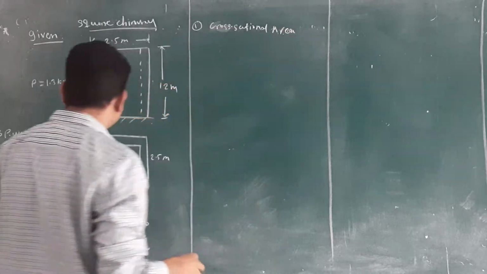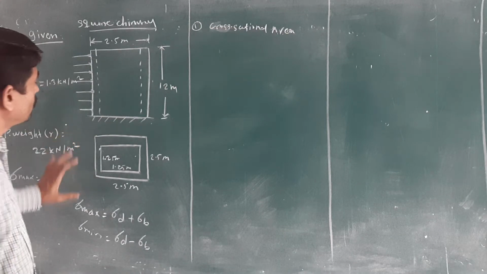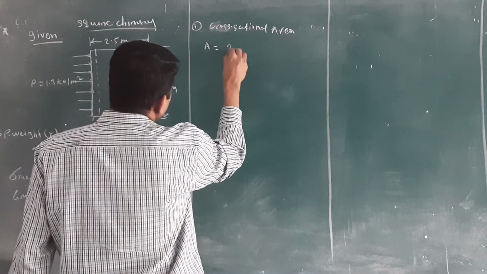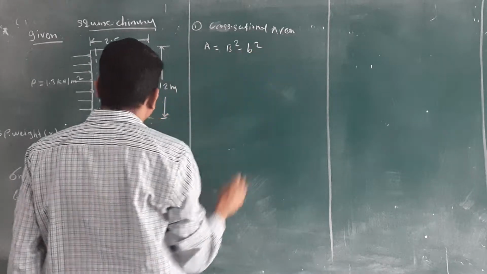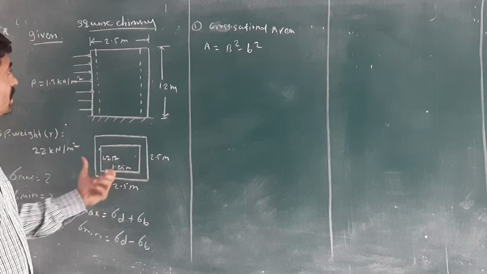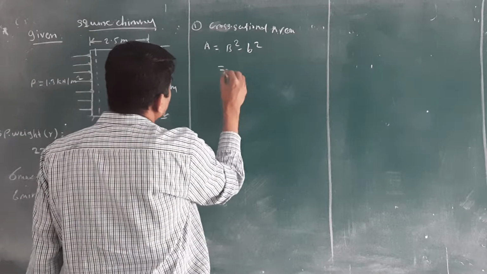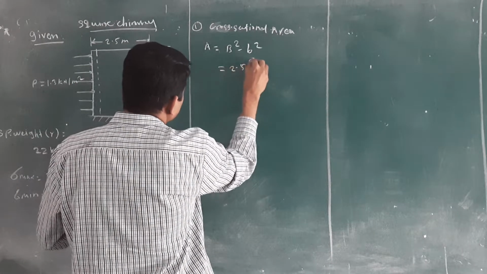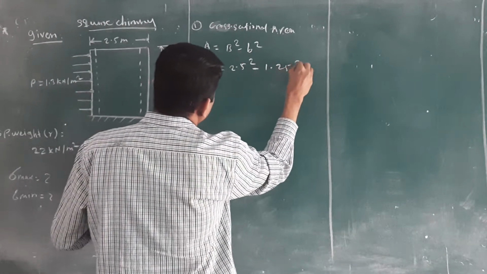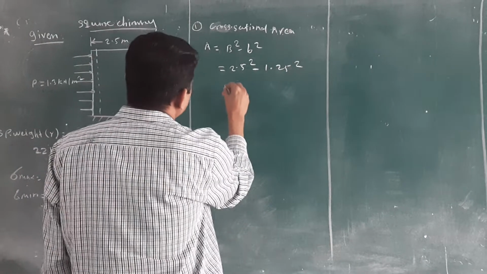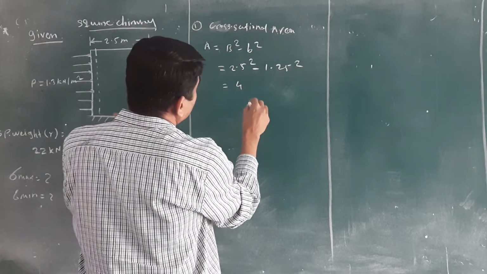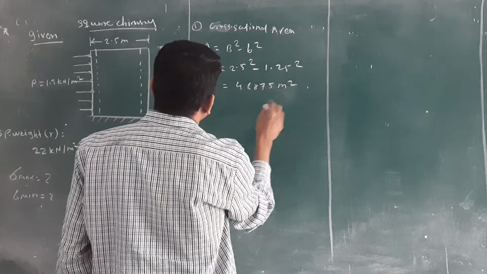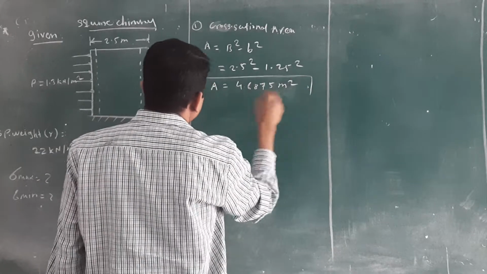How to calculate this cross sectional area? Here the square is given. If we are given the square, then we can write the formula B square minus small b square, external minus internal. Area is equal to, what is the B square value? Capital B 2.5 meter square minus 1.25 square. If you have solved this, then you will get 4.6875 meter square. You will get this area.